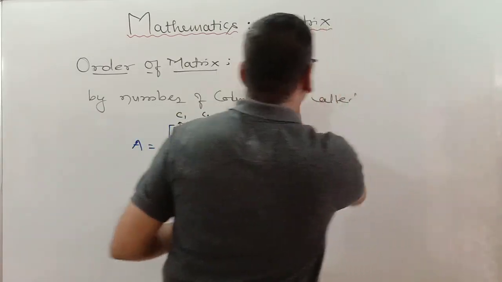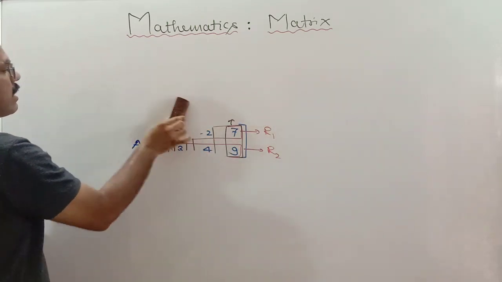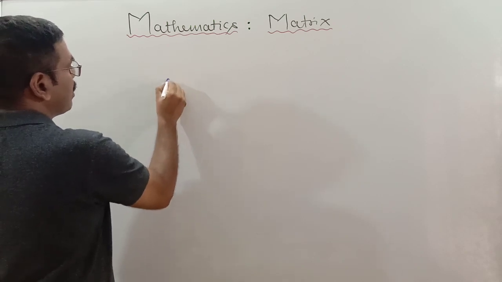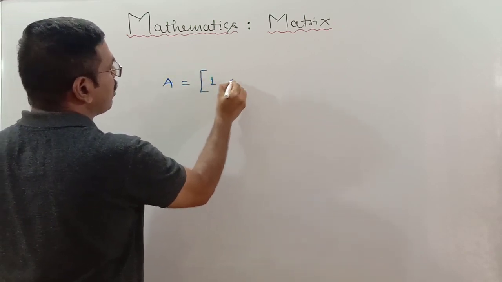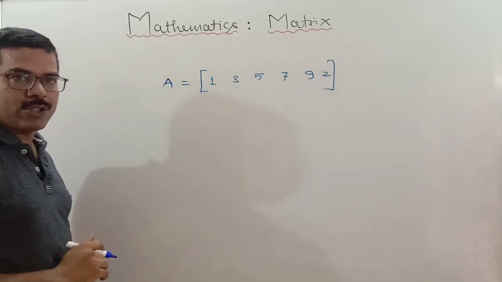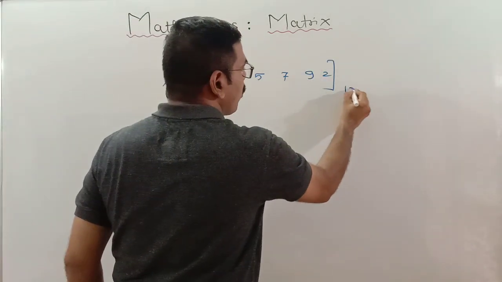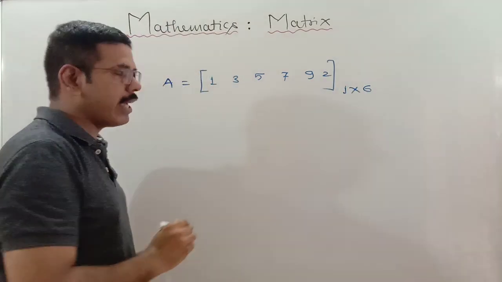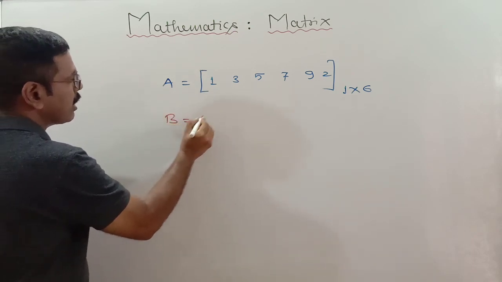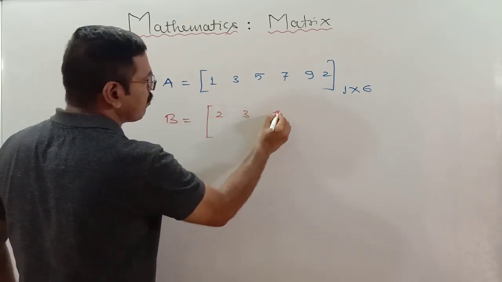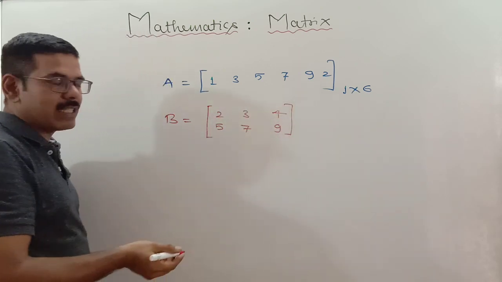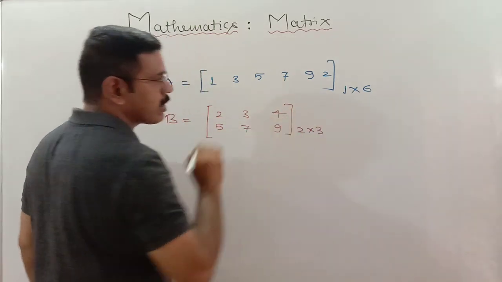Okay, we should draw all the matrices which may have 6 elements. So suppose I am just writing a matrix A. It is 1, 3, 5, 7, 9, 2. 6 elements are you having? So its order is 1 cross 6. Okay. Now if another matrix I am having, matrix B, it may be 2, 3, 4, 5, 7, 9. It's also having 6 elements. Its order is 2 cross 3.